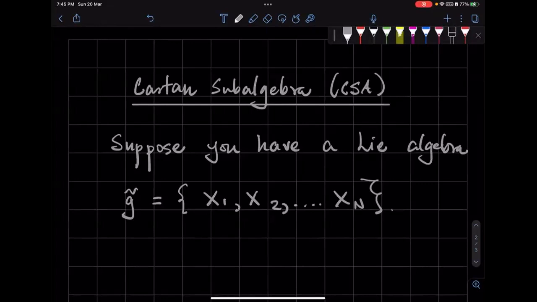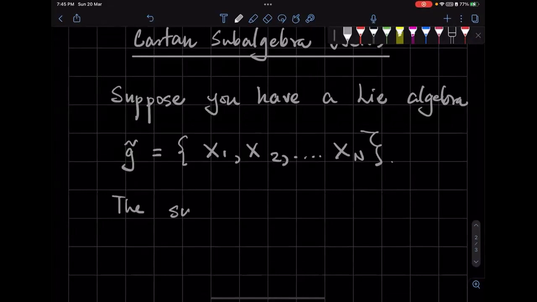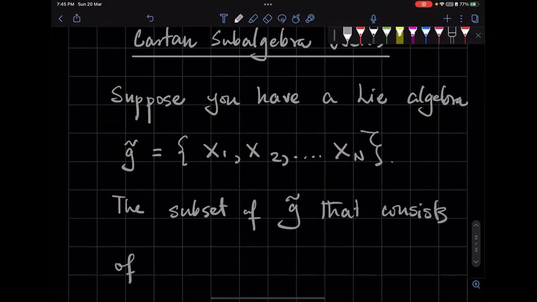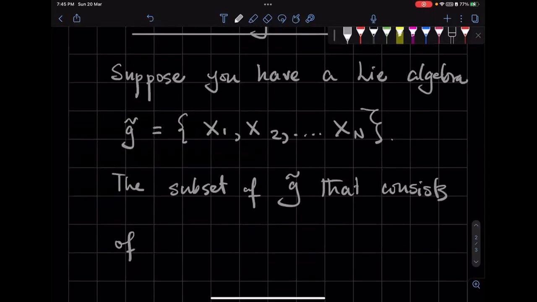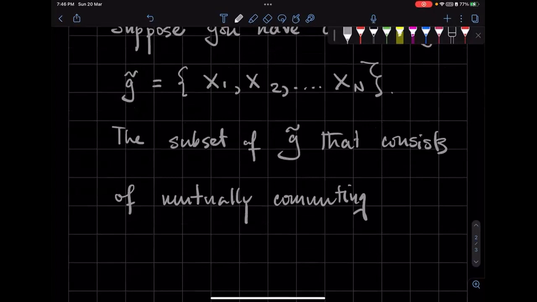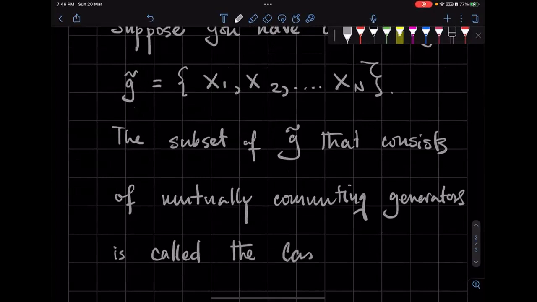So the subset of G tilde that consists of mutually commuting generators is called the Cartan subalgebra.